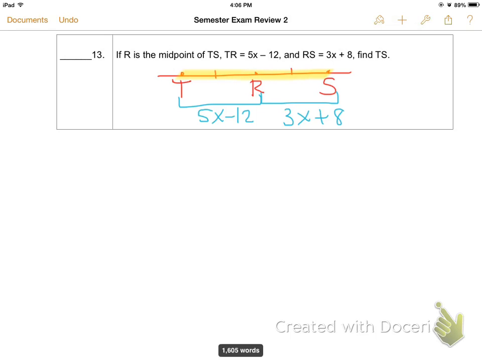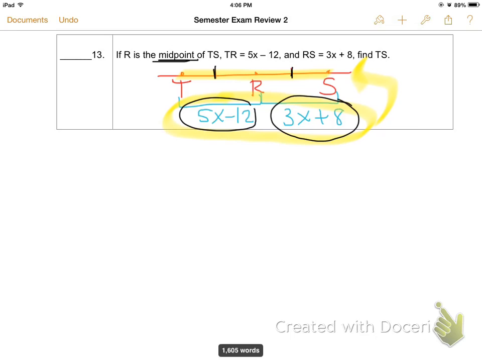So same thing as 12. If I'm adding these two lengths together, it's going to give me the length of TS. But one thing that I do know, since R is the midpoint, that means that TR and RS are equal, which means that these two values, which represent TR and RS, are also going to be equal. So we're setting those two equal to each other. So 5x minus 12 equals 3x plus 8.